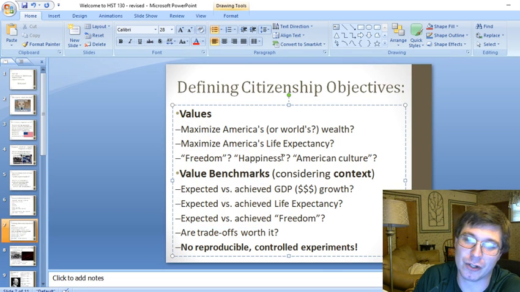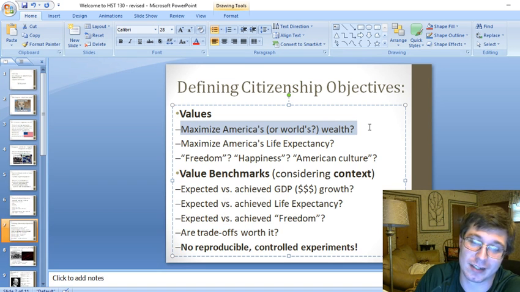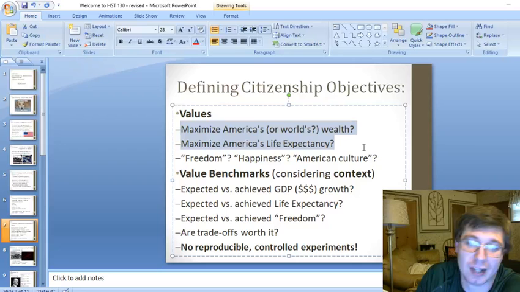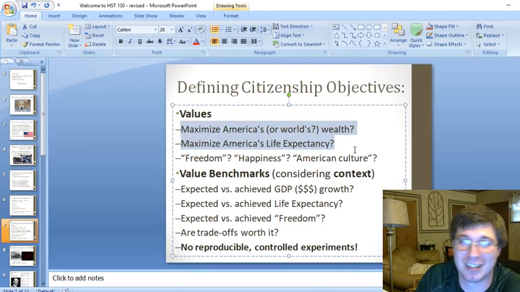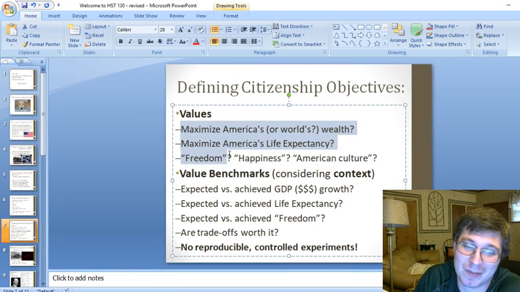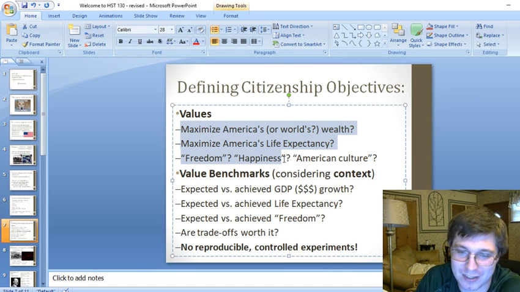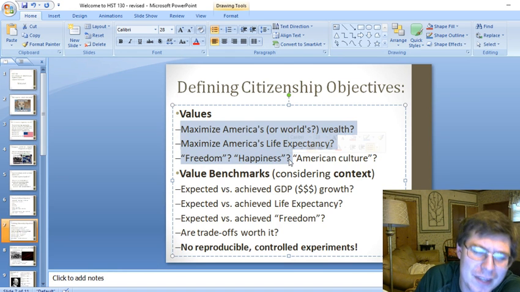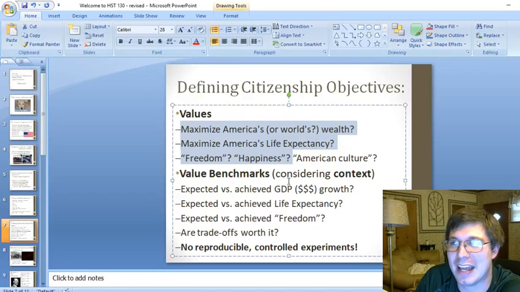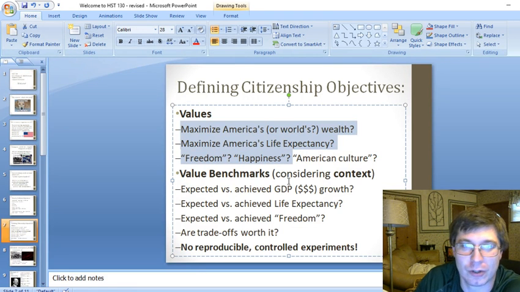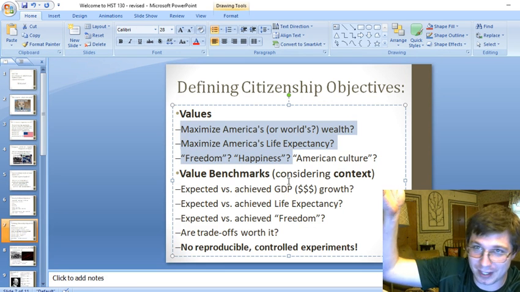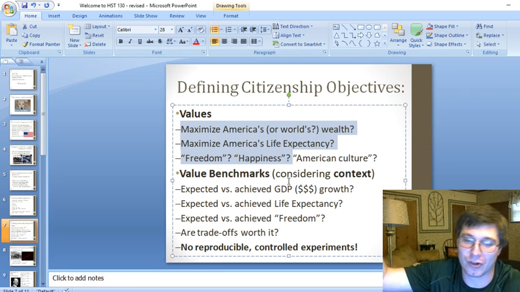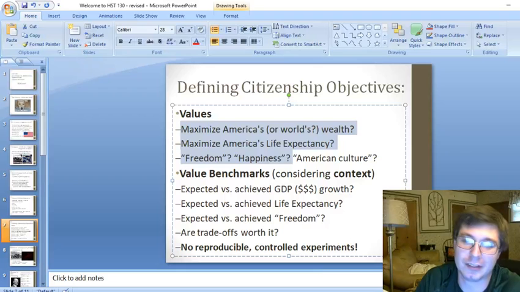So let's say we value all these things. Let's say I want to, as a citizen, help maximize America's wealth and maybe my own wealth. I want to maximize America's life expectancy and my own life expectancy. I want to maximize America's freedom and my own freedom. Same thing with happiness and so on. But if I value all these things at the same time, there might be situations where I can't increase all of them. If I increase one thing, it's going to come at the expense of something else. So how do I make that trade-off?